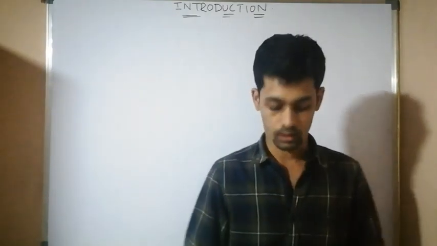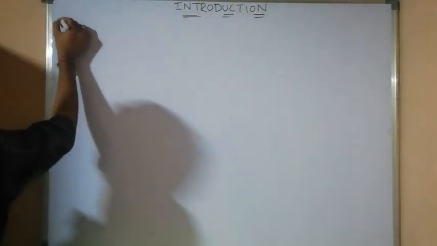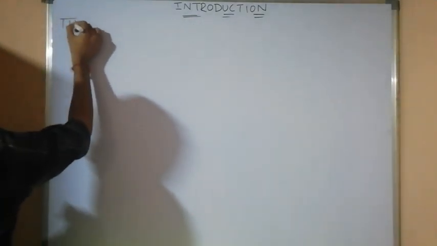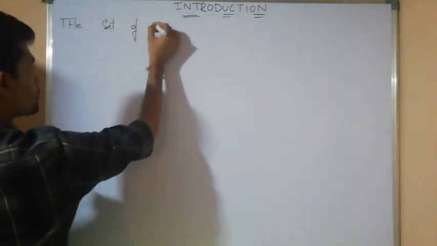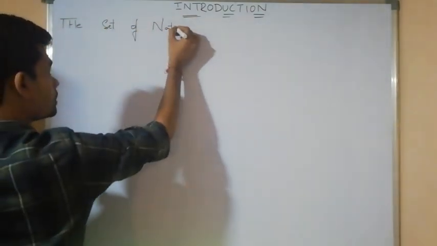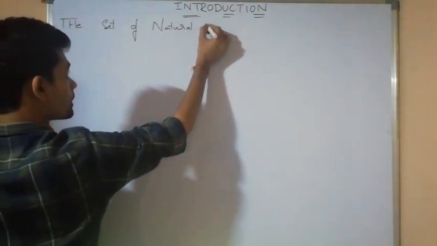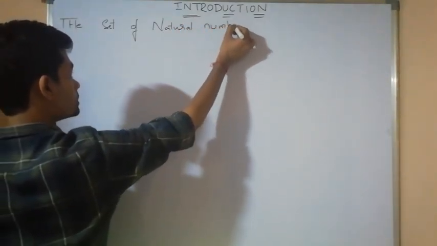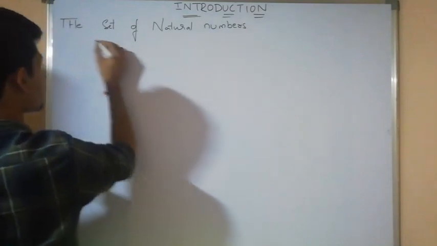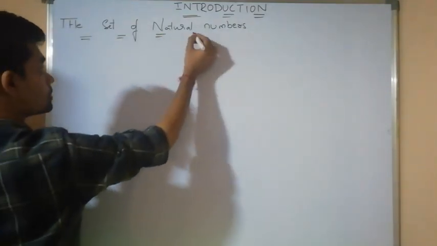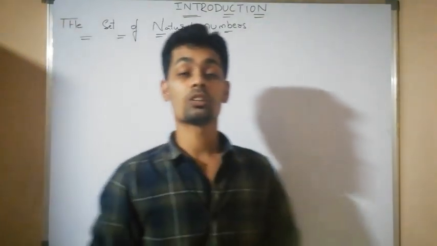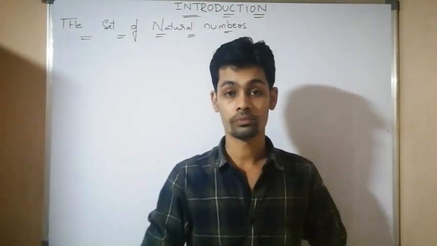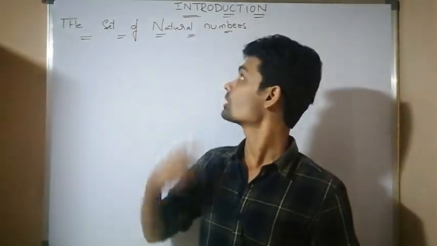First, let us write the side heading. The set of natural numbers. The set of positive integers is said to be the set of natural numbers.